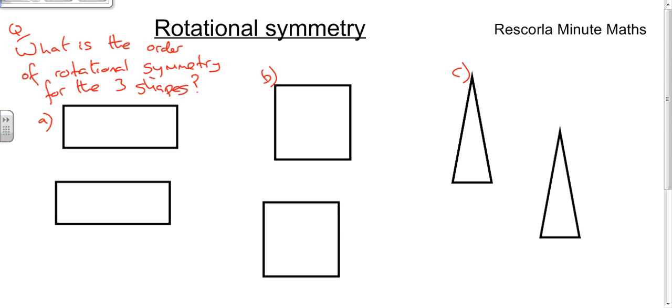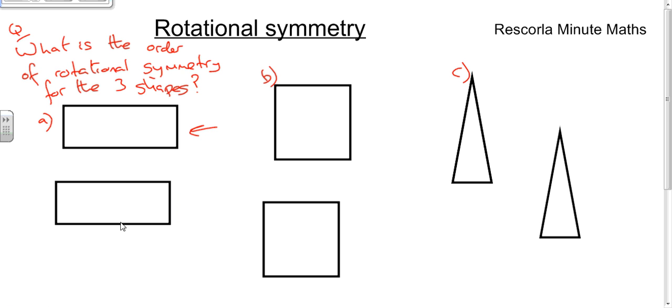Okay, today we're looking at rotational symmetry. So the question is, what is the order of rotational symmetry for the three shapes A, B, and C? Now, what rotational symmetry means is how many times can you rotate the shape, so spin it round, and it looks exactly the same as it does right here.